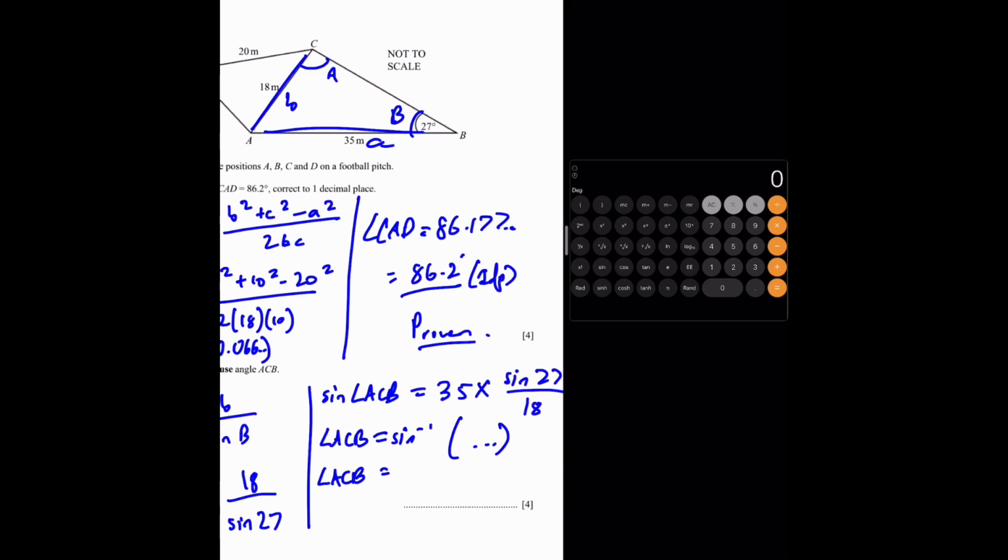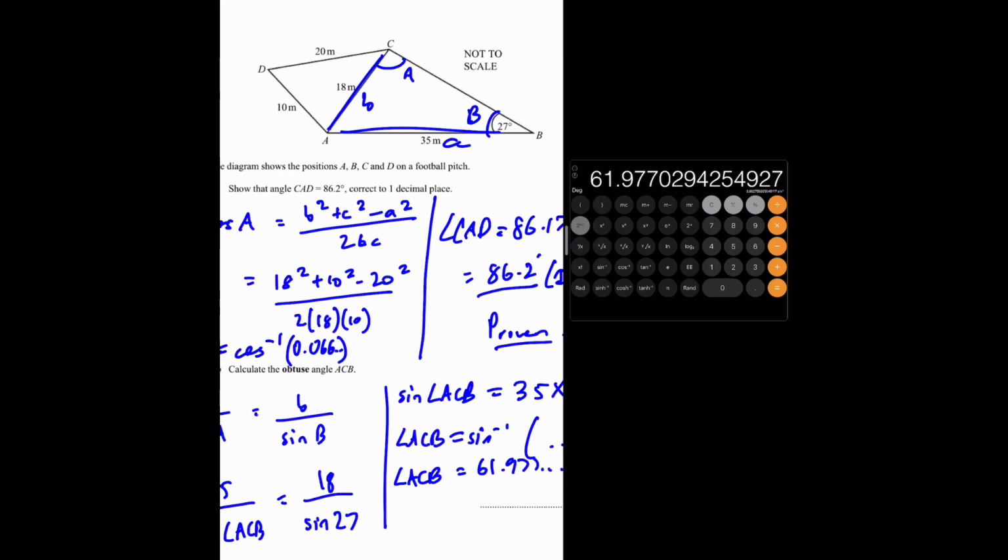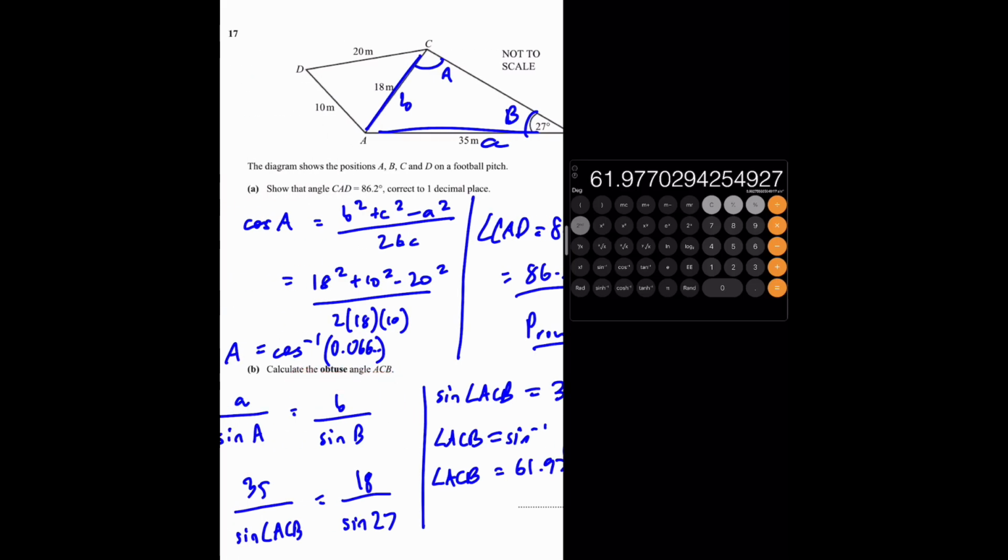So first, let's do sine 27, now times 35, divided by 18. We get this. And now let's take sine inverse of this, which is 61.977. We can write this as 62.0 degrees to one decimal place. And this is our answer, right? No, it's not our answer, because they've asked to give obtuse angle ACB.